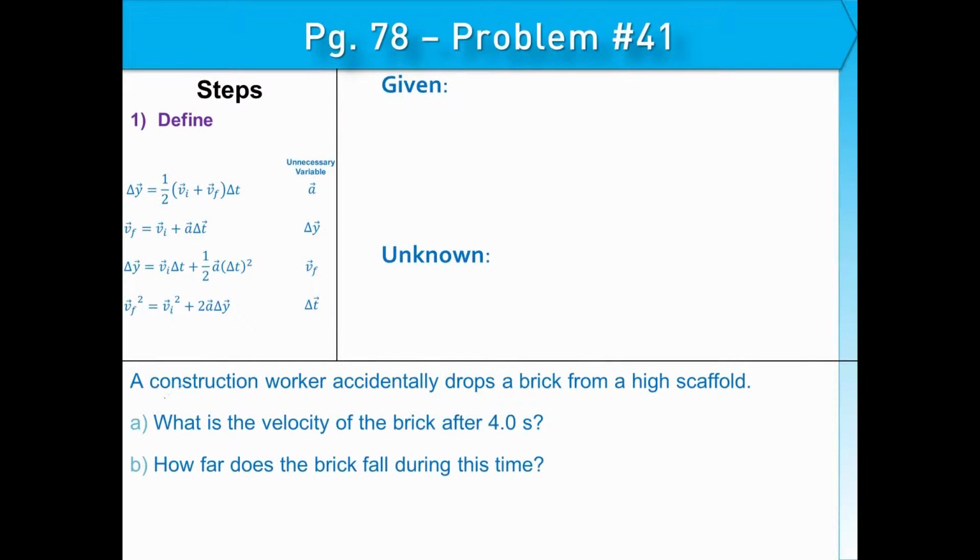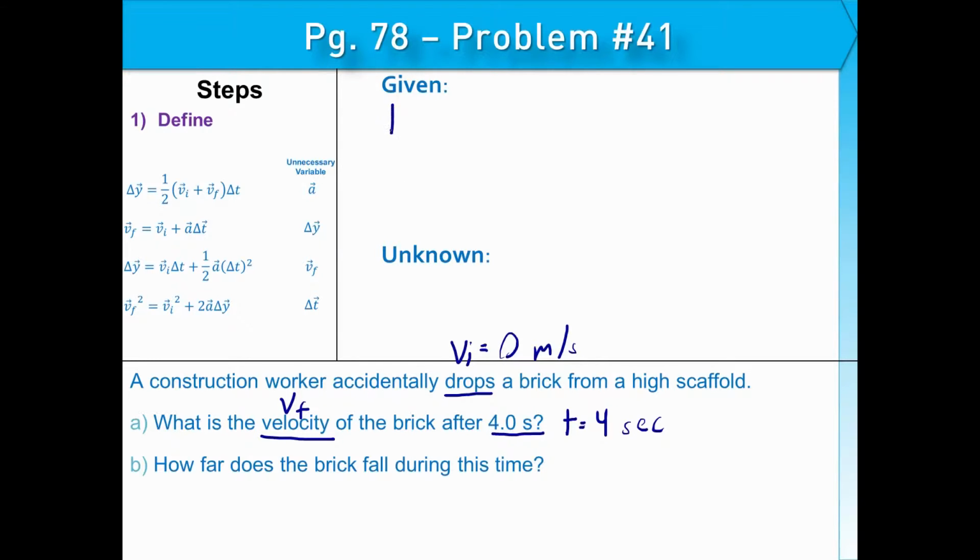So in this problem, you have a construction worker who accidentally drops a brick from a high scaffold. The word drops here implies that the initial velocity of the brick is 0 meters per second. It's asking us what the final velocity of the brick is after 4 seconds. So this right here tells you the time, then. It's 4 seconds. So I'll go ahead and write all my givens.